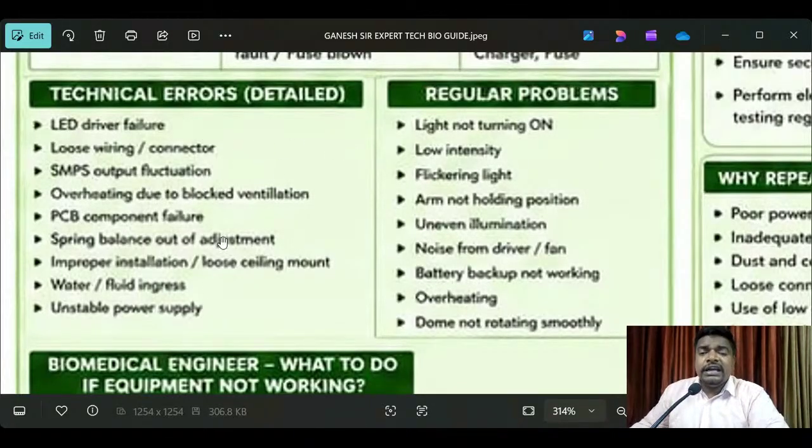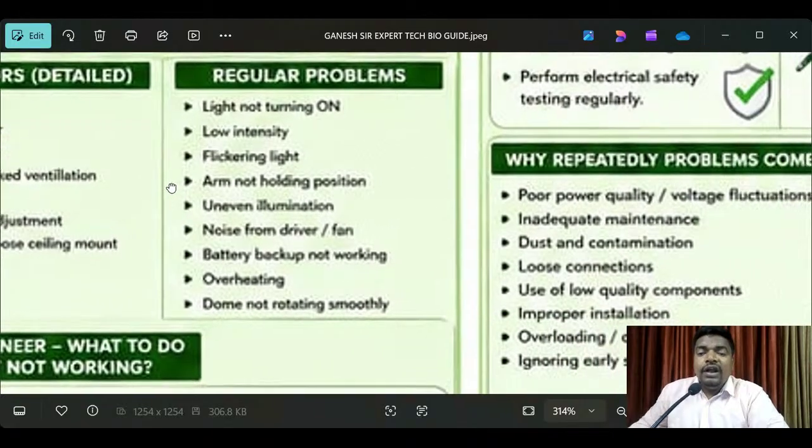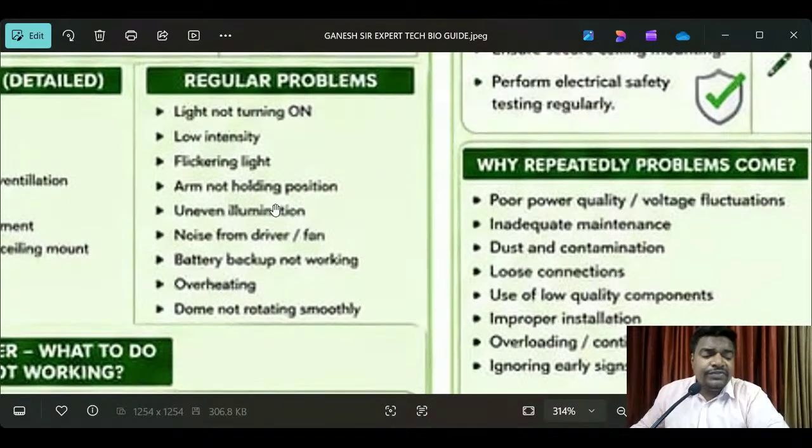So these are the technical points. I hope you got it. I'm giving this for your awareness, because if you know all these things, you will definitely be in a safe condition. So what are the regular problems? I'm sharing all this because once upon a time I was also a biomedical engineer, and every day I improved from biomedical engineer to senior engineer.